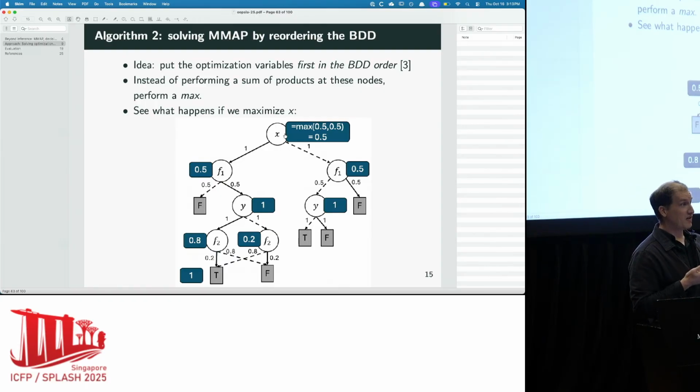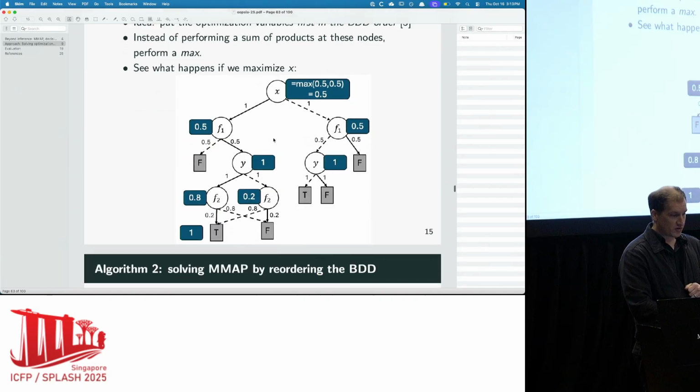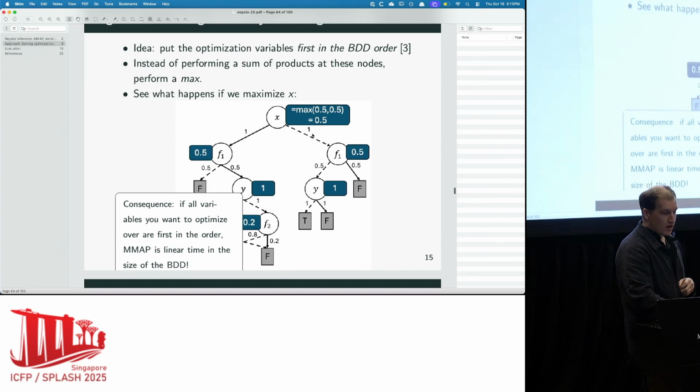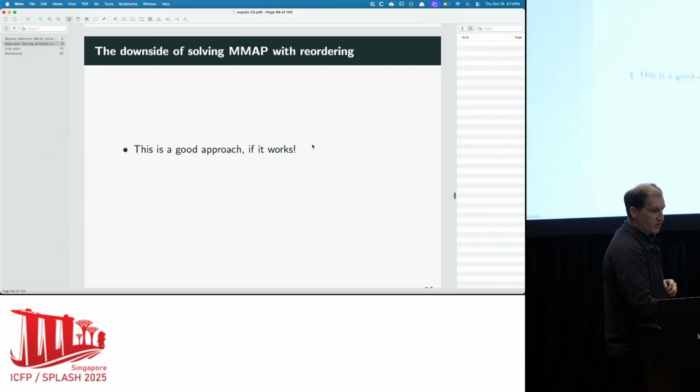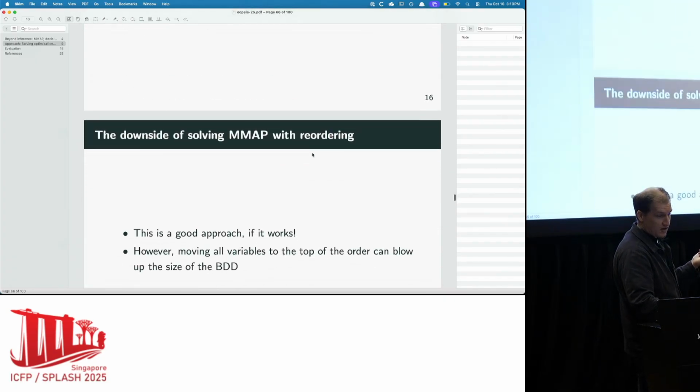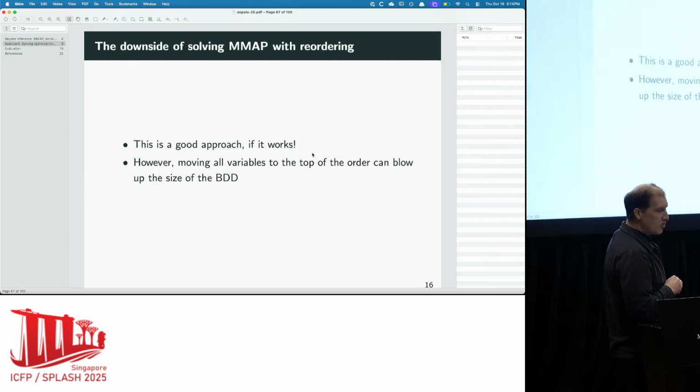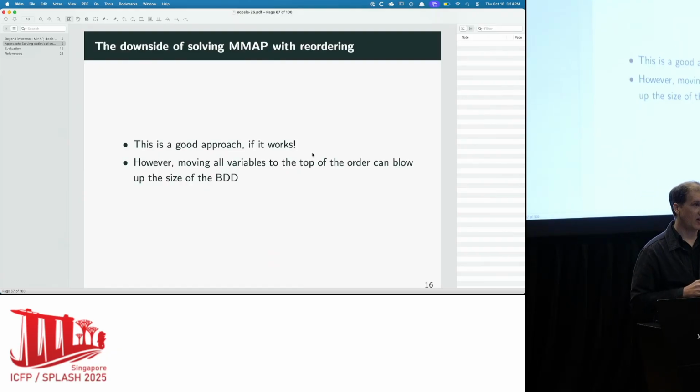And that seems nice because that's linear time, right? I just solved marginal map in linear time if I'm able to move all of the decision variables up to the top of the order, right? So that's an algorithm that might be better than enumerating over the possible assignments of the marginal map variables. And that can be very nice, right? Now, the downside to this approach, if it works, it's great, but you need to move the variables to the top, and that can blow up the size of your BDD.